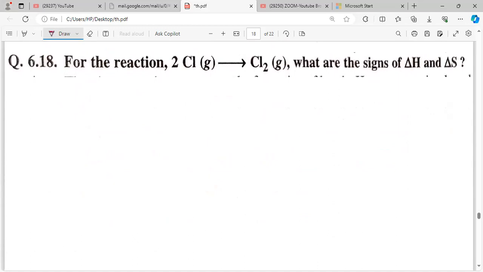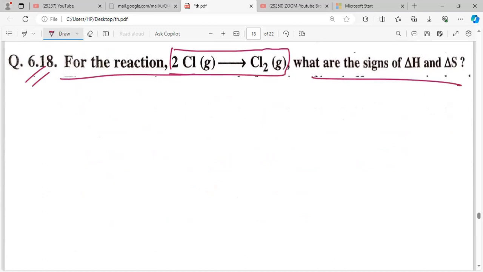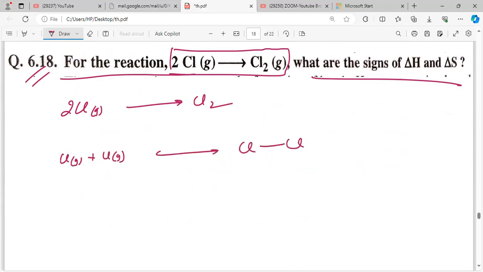See here. Question number 18. For the reaction 2Cl gas to Cl2 gas, what are the signs of delta H and delta S? See, 2Cl gas to Cl2 means here one Cl atom is gaseous plus another Cl atom is gaseous. So here is Cl-Cl bond formation. So bond formation is endothermic or exothermic?